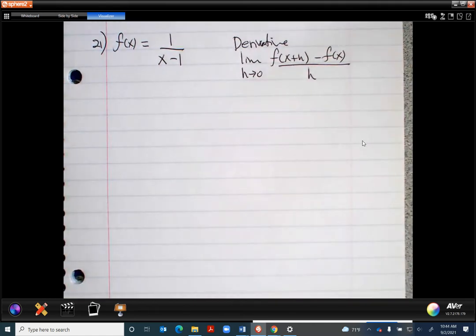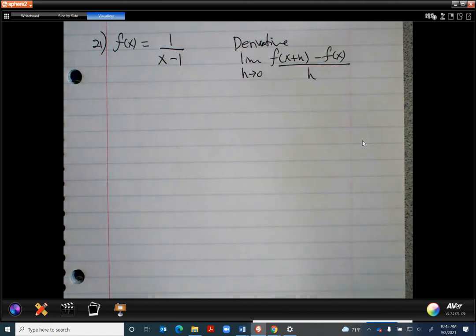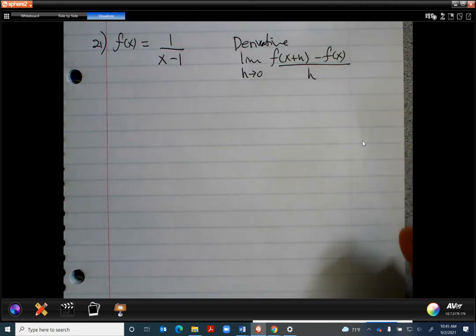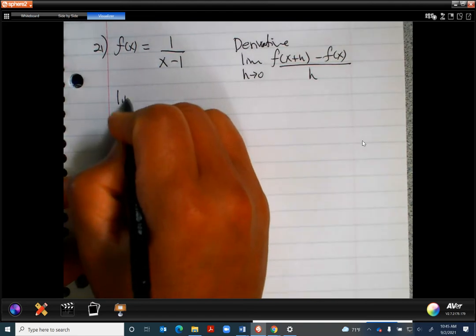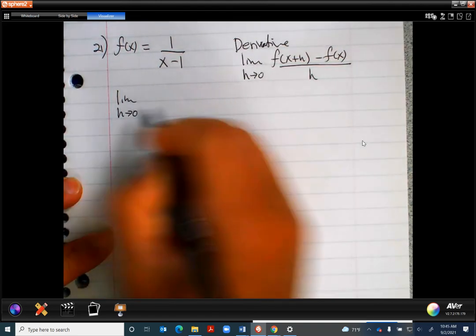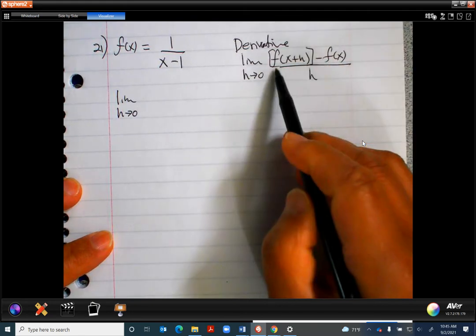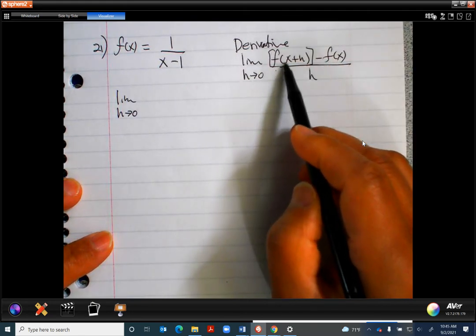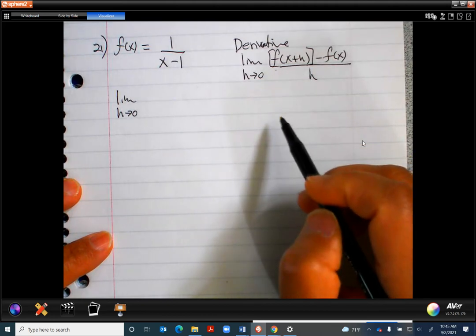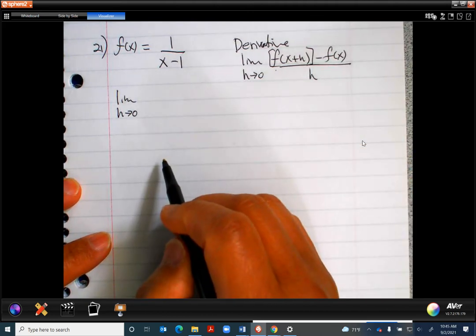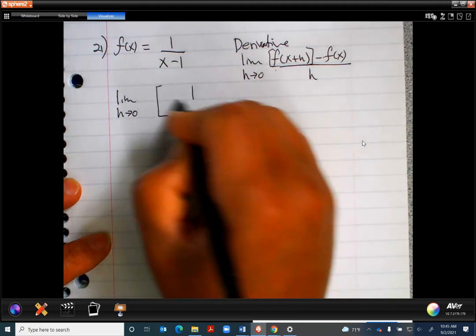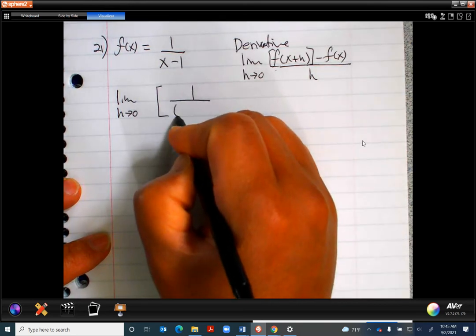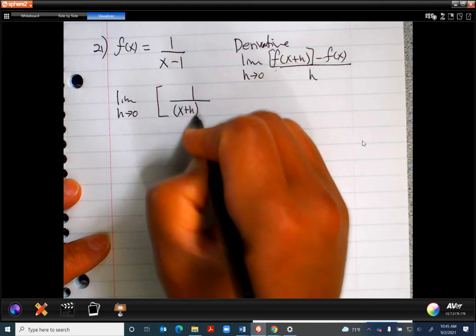And look at how difficult this one gets. It's not difficult. It's difficult because we're not used to solving complex fractions. We just didn't practice. All right? So let's see. So this one is limit h goes to 0. Can someone tell me what first bracket of f of x plus h will be equal to? Think about it. It is bracket 1 over parentheses x plus h, close the parentheses.